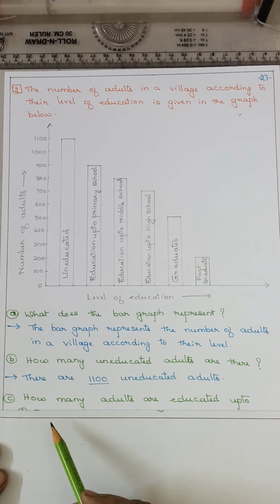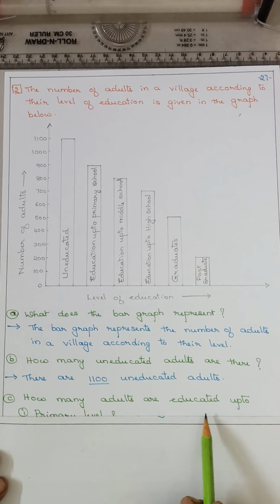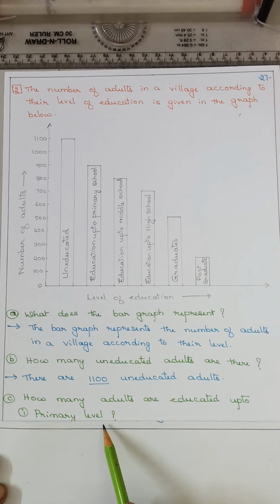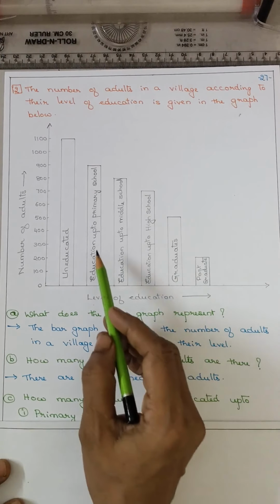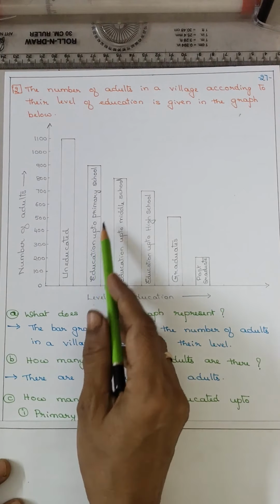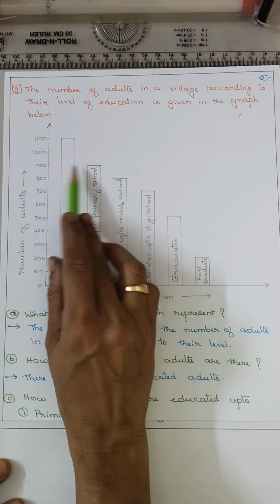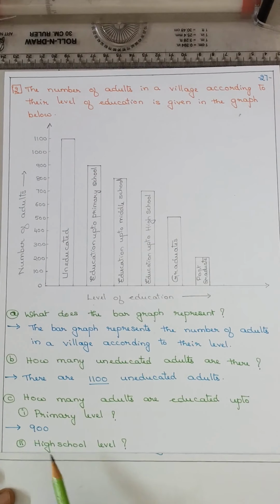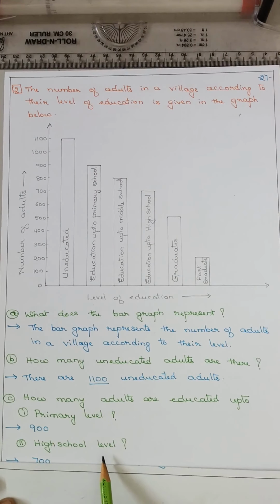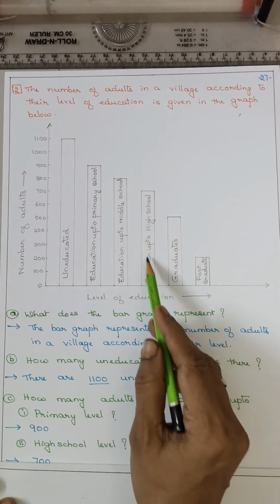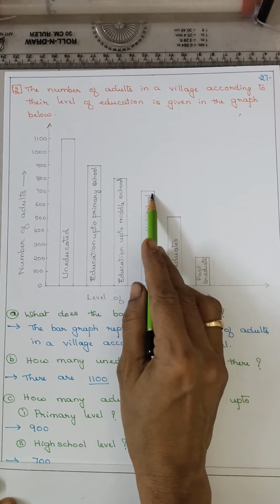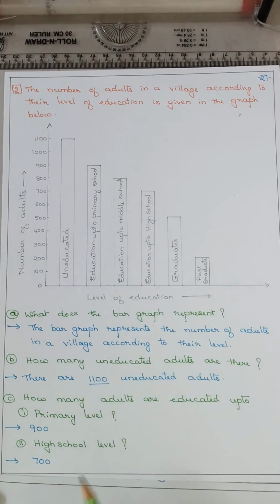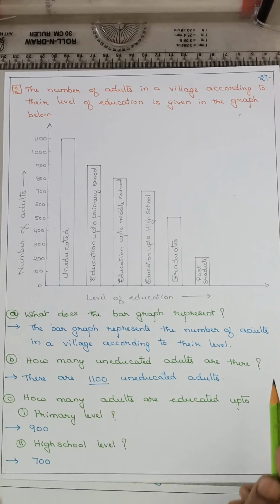Now see how many adults are educated up to primary level. Primary level, this is the one. So it is up to 900. So the answer is 900. Now up to high school level. High school level is this. So check, high school level is 700.